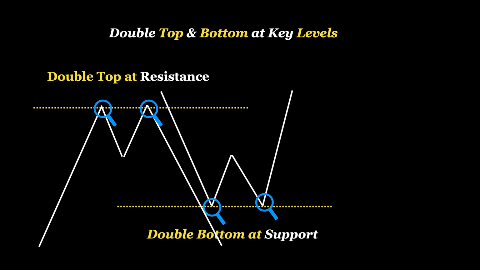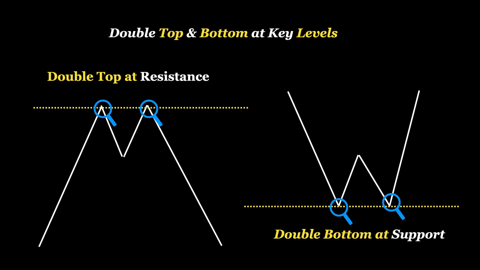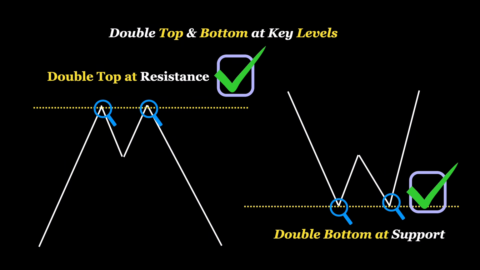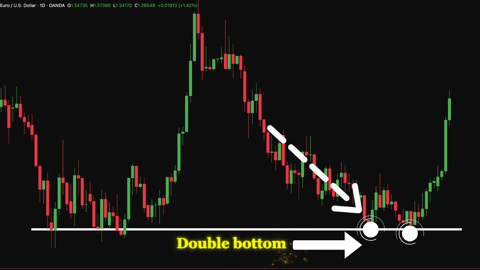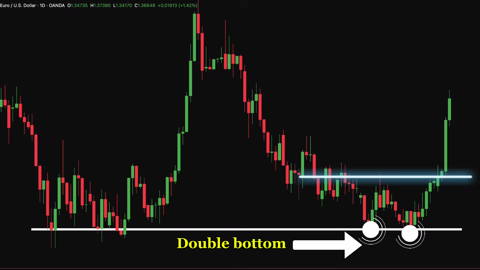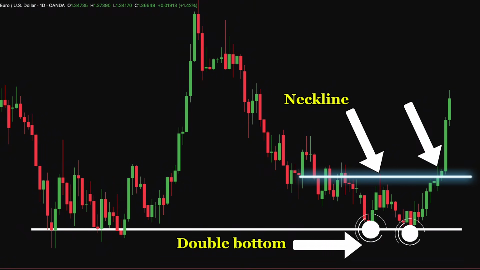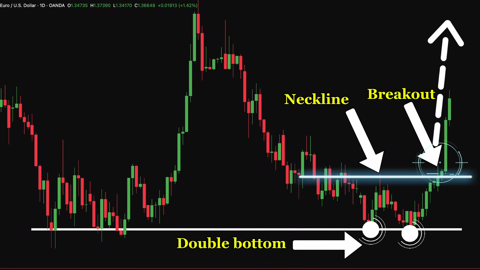Let's move on to the second variation, one that significantly increases the probability of a successful trade, the double top or double bottom forming at a key level. Here's how it works. First, identify a key support level, typically defined by at least 3 clear reversal points. As price revisits that level, a double bottom begins to take shape, signaling that the market is testing support again, but struggling to break lower. Once the pattern forms, draw your neckline across the most recent swing high. A break above this neckline confirms the shift in momentum from a downtrend to an uptrend. That's your cue to look for long entries on the lower intraday timeframes.